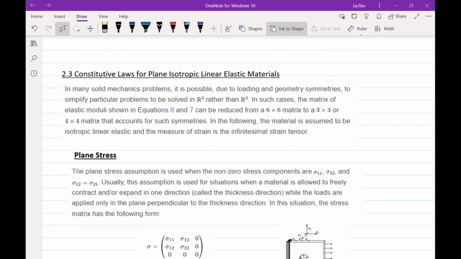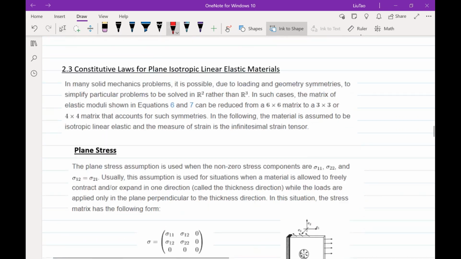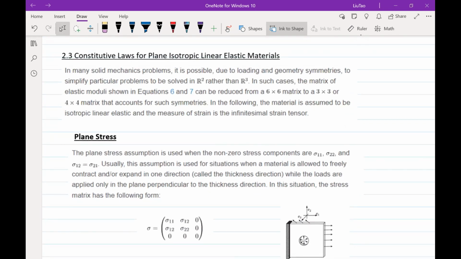In many solid mechanics problems, due to the loading and geometry symmetries, we can simplify certain problems to be solved in 2 dimensions rather than 3 dimensions. In these cases, the material property matrix can be reduced from a 6 by 6 matrix. So here we have a 6 by 6 matrix, and it can be reduced to a 3 by 3 or 4 by 4 matrix if we account for the symmetries. So we are going to introduce the 3 situations where we will assume that the material is isotropic linear elastic.